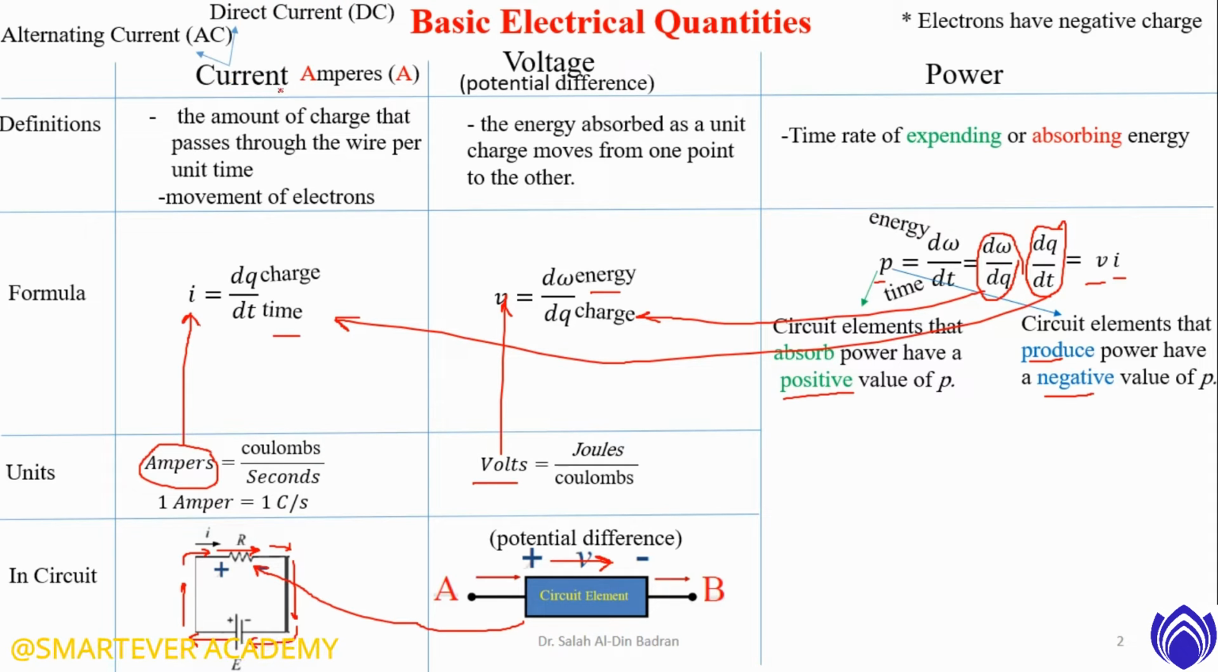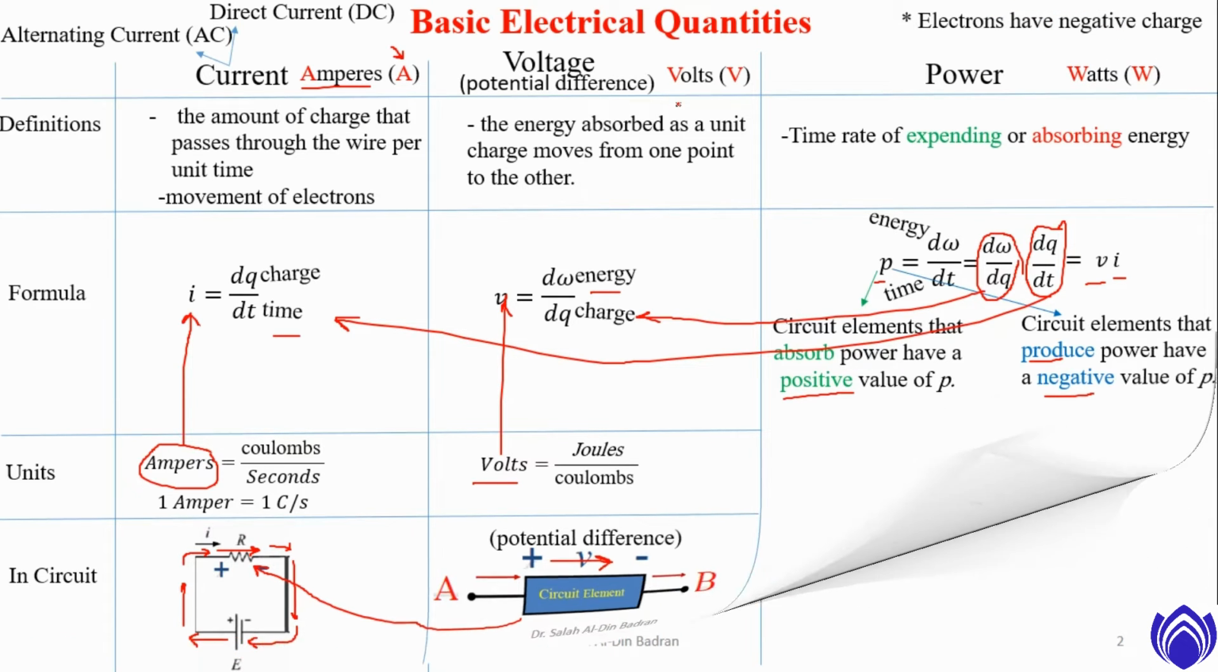We measure the current, as we said, in amperes, and the symbol for the unit of the current is A, amps. We measure the voltage in volts, V, and the power we measure in watts, W.